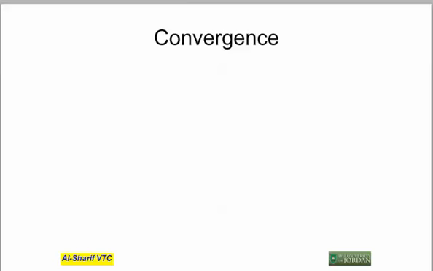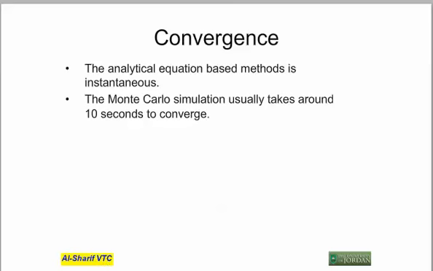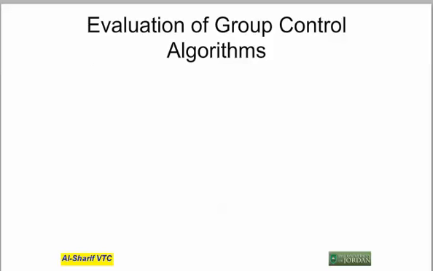If we look at the next criteria, which is convergence, obviously an analytical equation is instantaneous. It gives us an immediate value. We can't talk about convergence because it's instantaneous. A Monte Carlo simulation takes around 10 seconds, probably in the worst cases, to converge, so that's probably acceptable. Convergence becomes more of an issue when we talk about simulation methods. If we really want to converge to a specific one value, then we need to take a large number of simulations, which can become time-consuming. Most people in simulation would accept an approximation rather than an exact value following convergence.